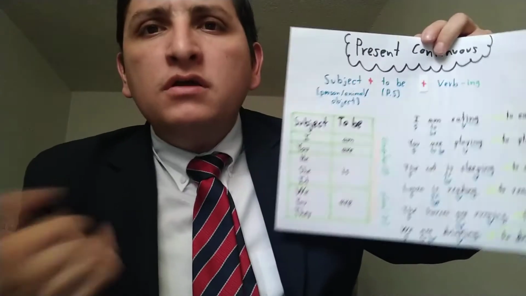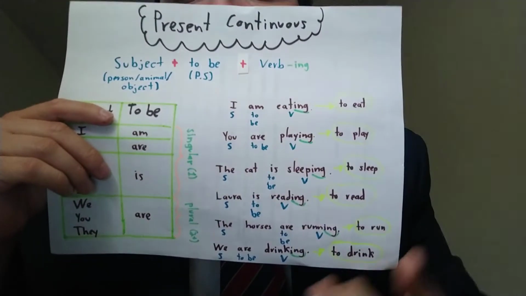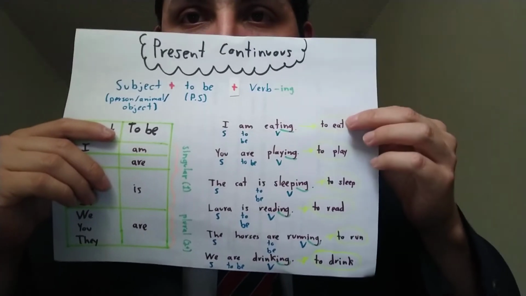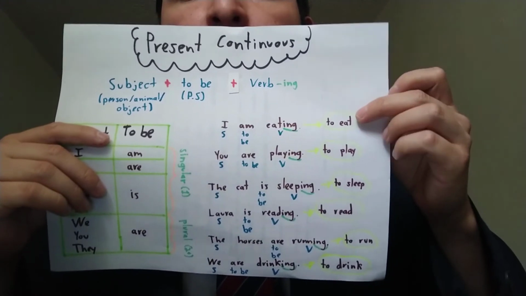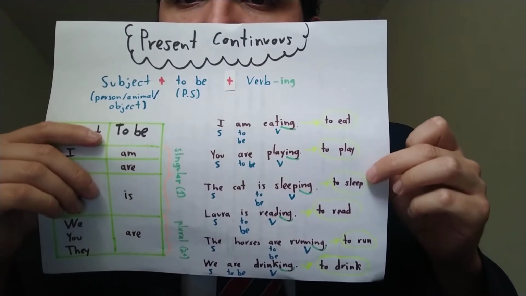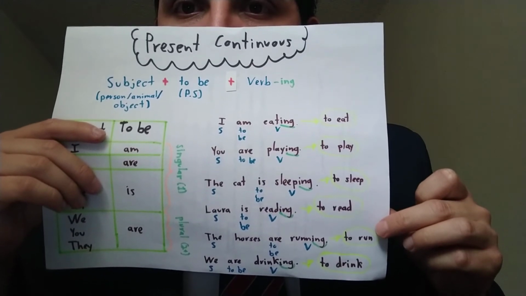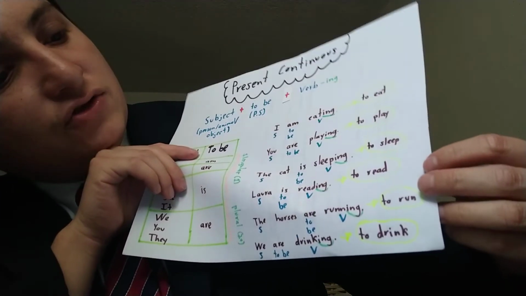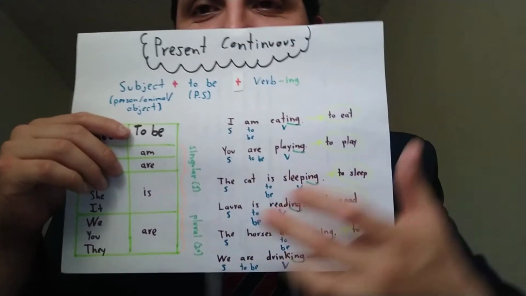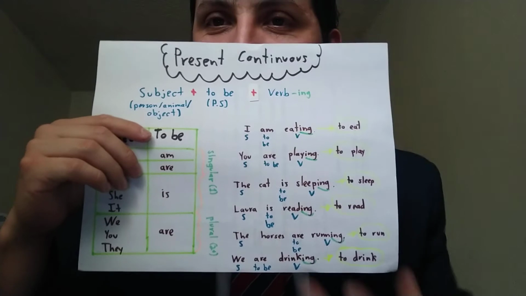Okay? Now, let's check this out with these examples. We have simple verbs in infinitive form right here. Common verbs, if you want to say. To eat, to play, to sleep, to read, to run and to drink. Okay? Now, let's check how to change these verbs in present continuous.